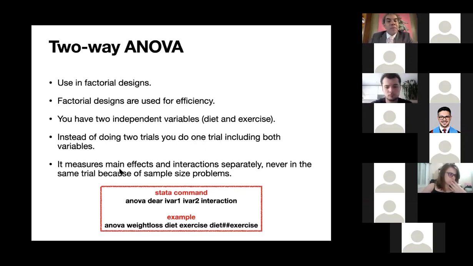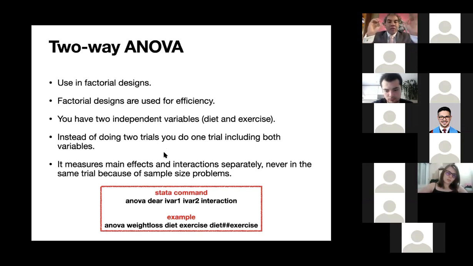It measures main effects and interactions, because as you have two independent variables, you can have interactions between your independent variables. So that's one good thing about two-way ANOVA, that it can measure main effects and also interactions separately. But it's not a good idea to look for main effects and interactions in the same trial. Why? Because of sample size problems. I'll explain a little bit about this.